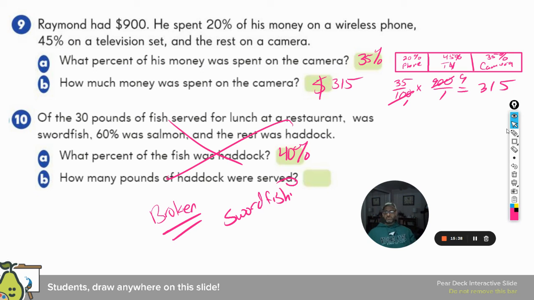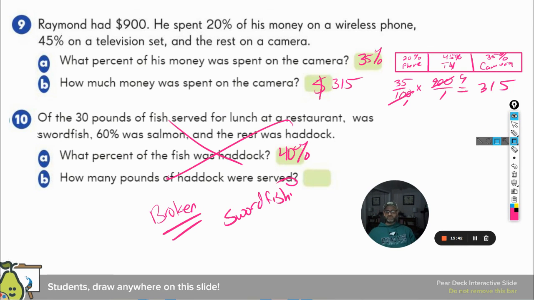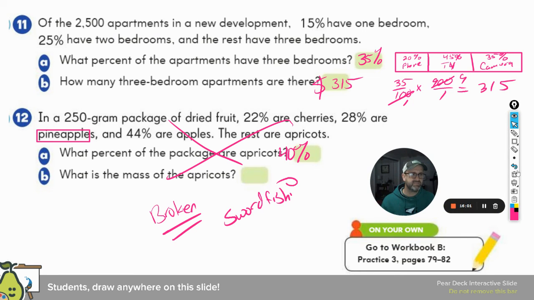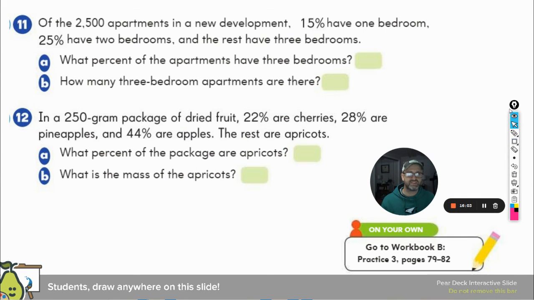All right, before we even go, this problem's broken because it doesn't tell us how much swordfish there is, so it's an undoable problem. For this one here, he spends 20% on his phone, 45% on his TV, 35% on his camera. 35% of 900 is 315. Okay. Finally, the last page. Pause me and then resume in 5 seconds, after which you'll have seen my mastery.